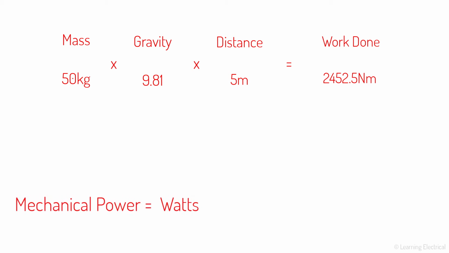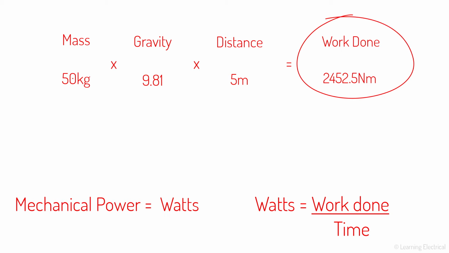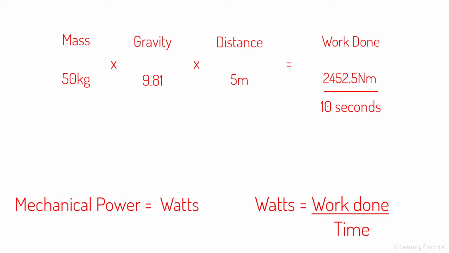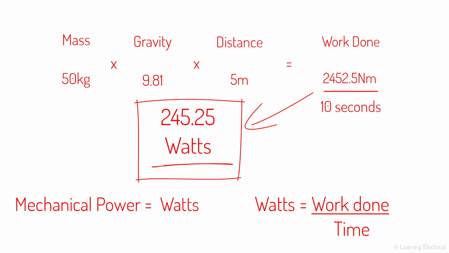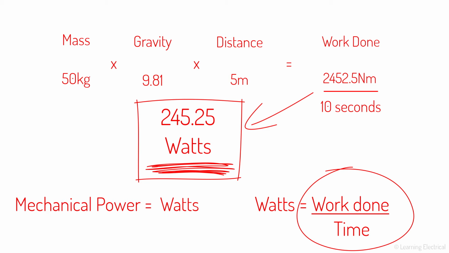To calculate mechanical power in watts, for this we now need to divide it by a set amount of time. In this example, we'll keep it simple and say it takes 10 seconds to be lifted those 5 meters. We now need to use our figure of 2,452.5 newton meters and divide it by the time taken, so 10 seconds, which will give us a final answer of 245.25 watts. As power is the rate of doing work, what we have done here is divide our work done by the amount of time taken.